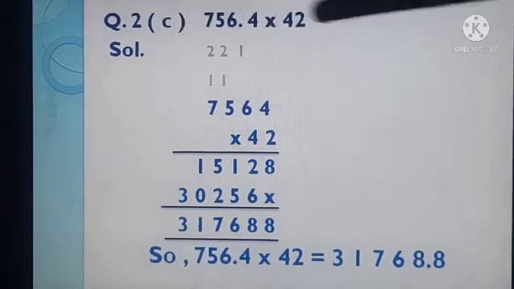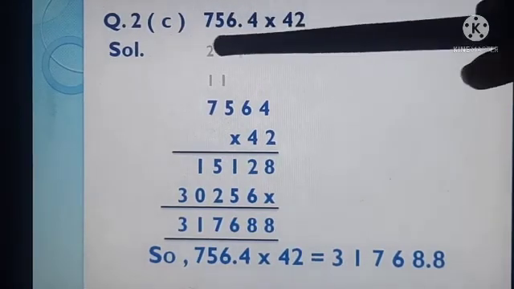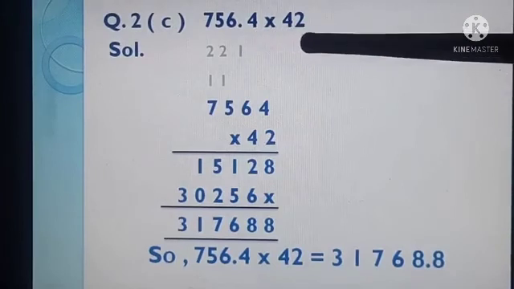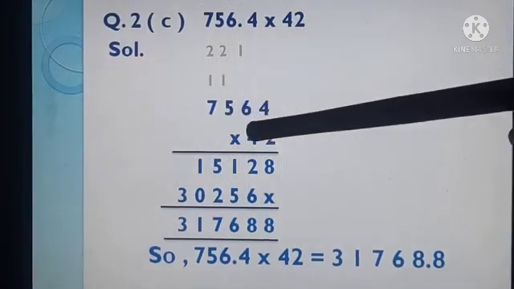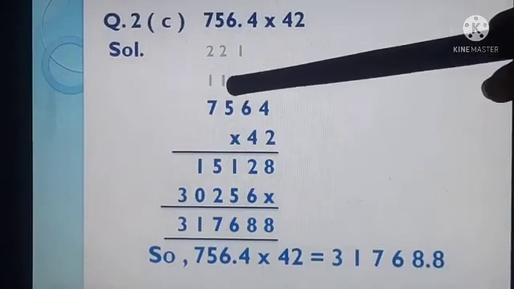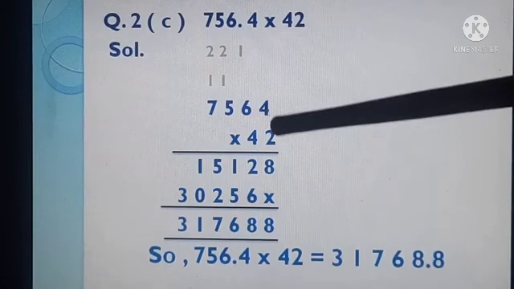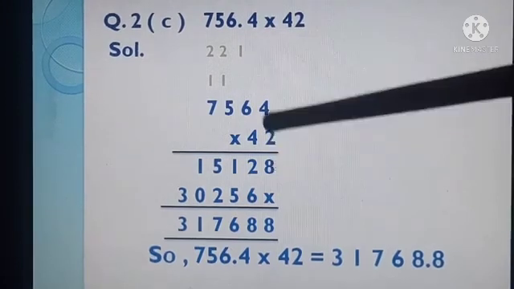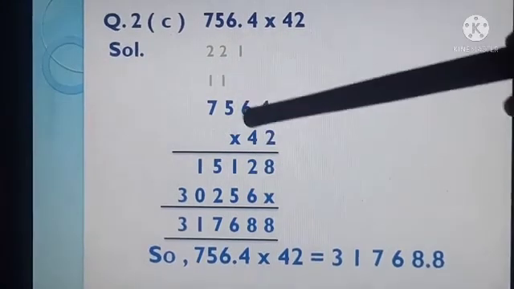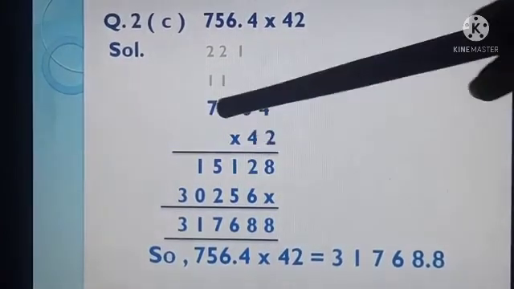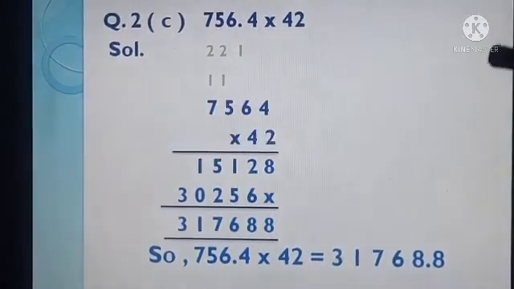Question number 2, C part. 756.4 multiplied by 42. So we will multiply 7564 with 42. Don't put the decimal. Now 2 4s are 8, 2 6s are 12, 2, 1 carry, 2 5s are 10, 10 plus 1, 11, 1, 1 carry, 2 7s are 14, 14 plus 1, 15.